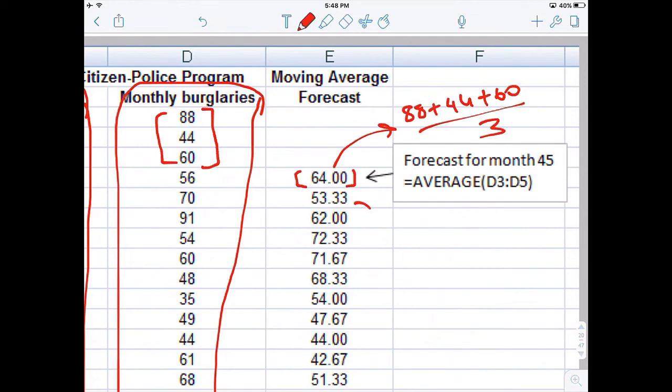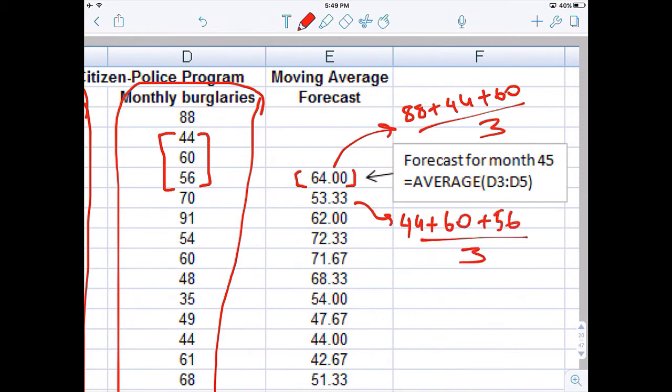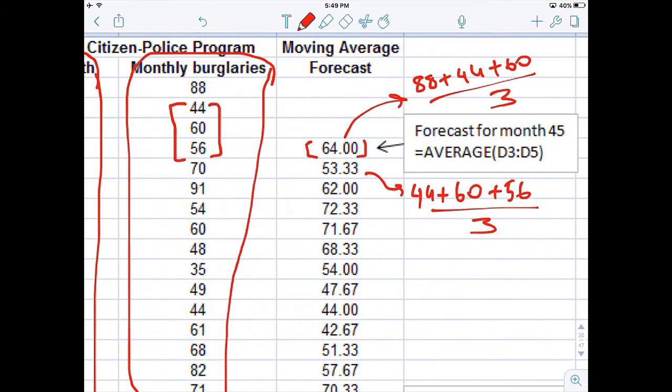How about 53.33? Again, the rule is the same. K is equal to 3, so look at the most current 3 data points, take the average of them, or just sum them up and divide this number by 3. Every time data becomes available, you have to update your forecast. For example, 70 becomes available here, and then we have to update our forecast for the future period.